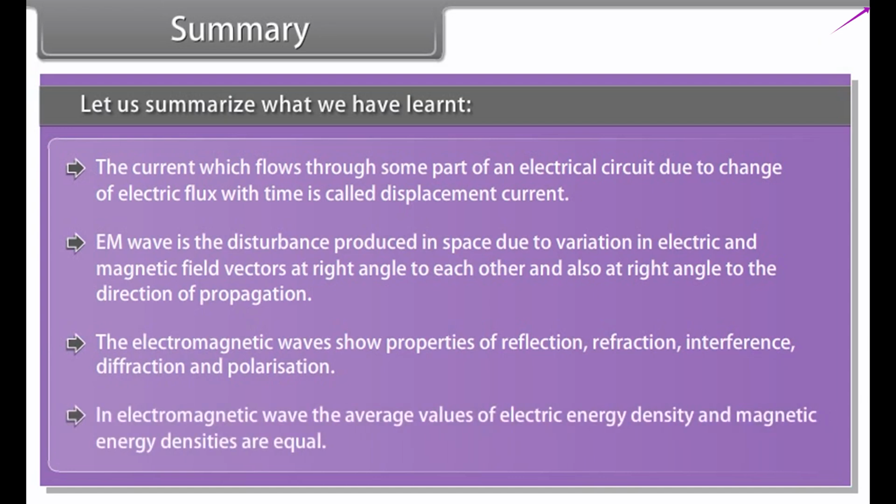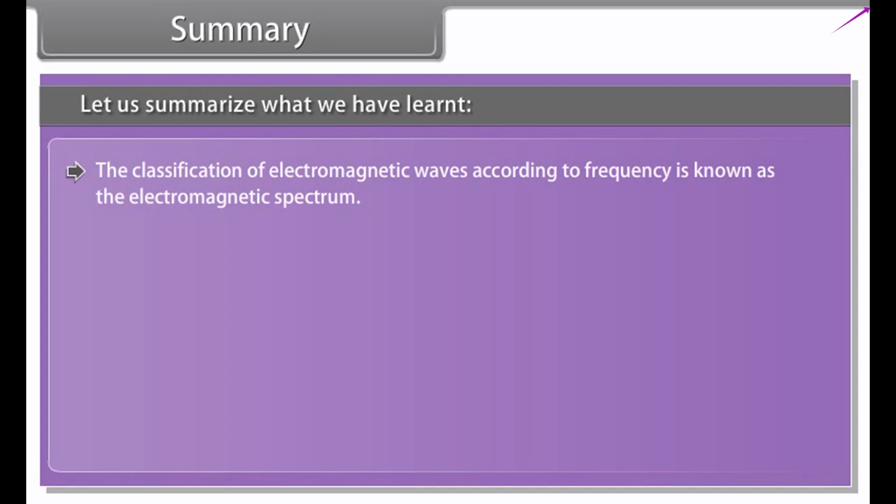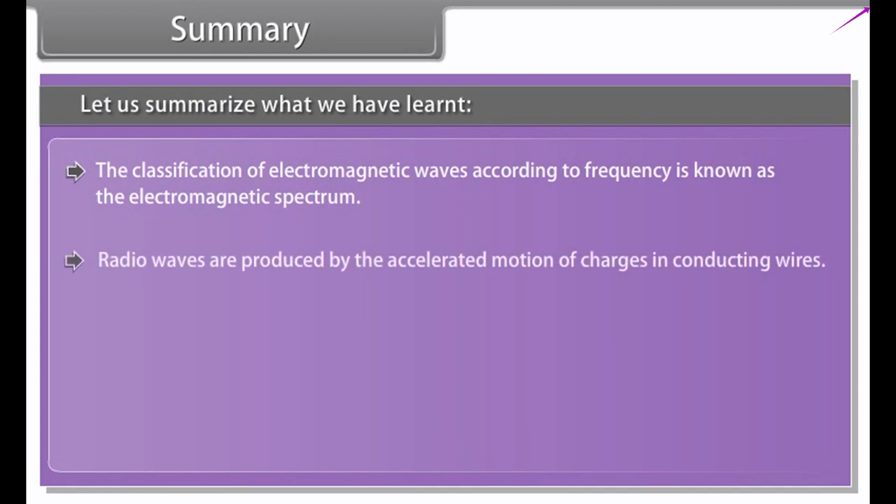In electromagnetic wave, the average values of electric energy density and magnetic energy densities are equal. The classification of electromagnetic waves according to frequency is known as the electromagnetic spectrum. Radio waves are produced by the accelerated motion of charges in conducting wires.